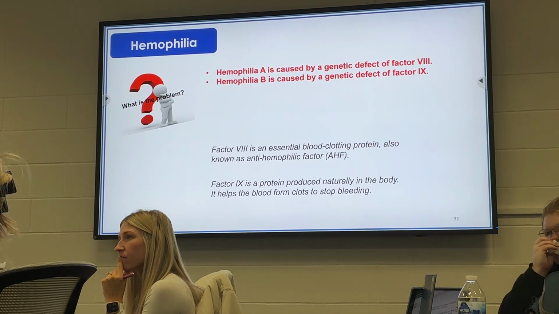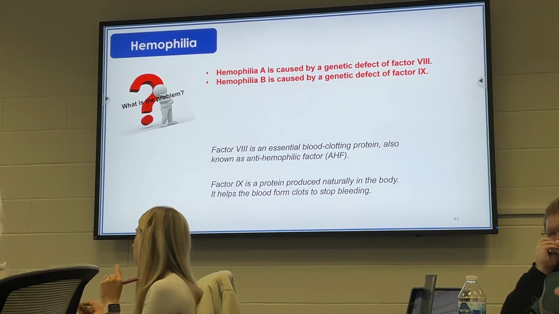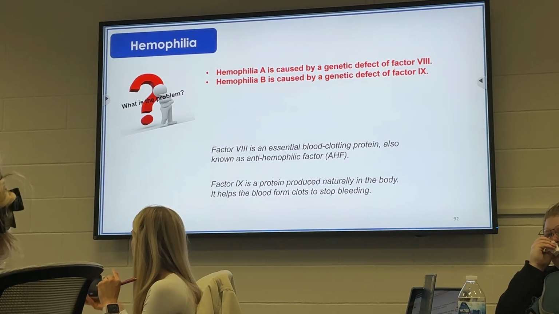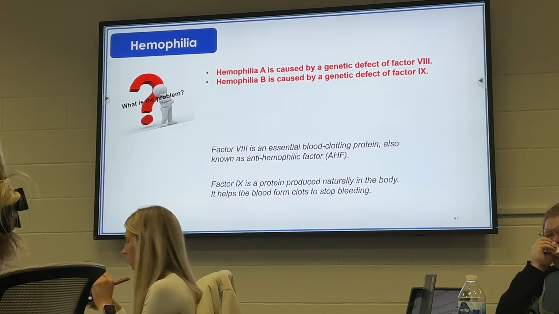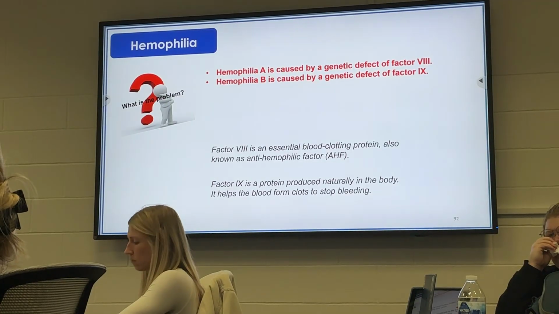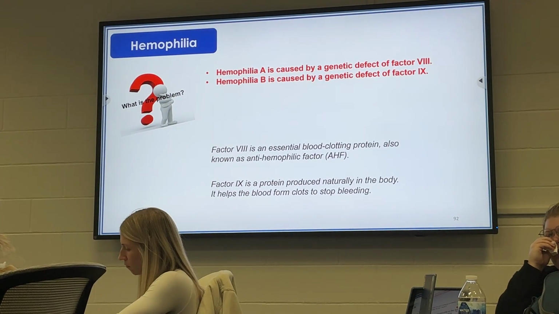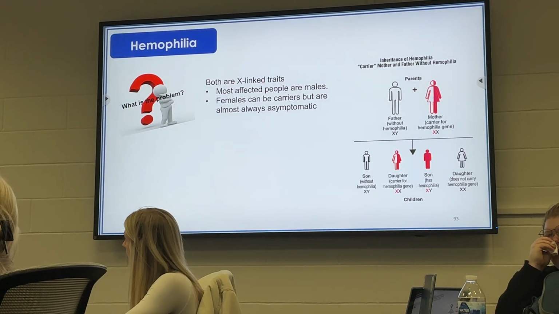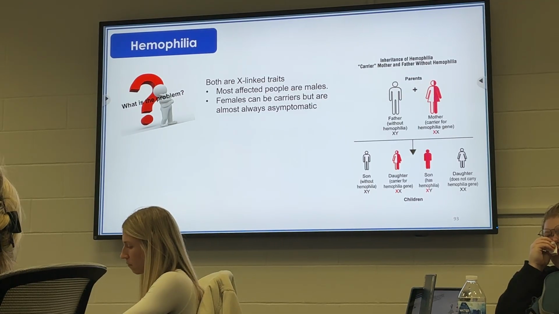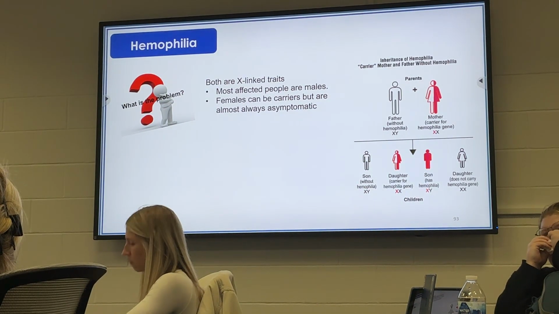Okay, hemophilia. There are two types. A is a lack of factor VIII. That kind of rhymes. A is 8 and B is 9. Both of those factors are needed to stop bleeding. Both are X-linked traits. Most of the time, the affected people are males. Females can carry it, but they aren't usually symptomatic.